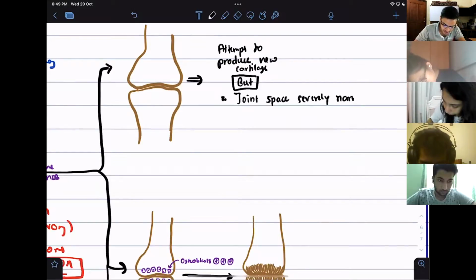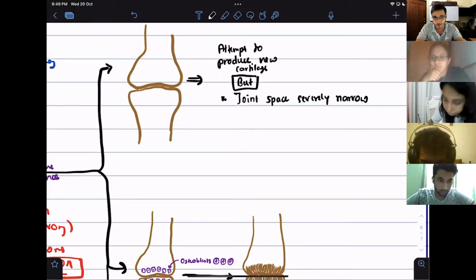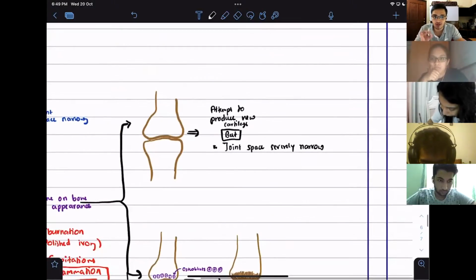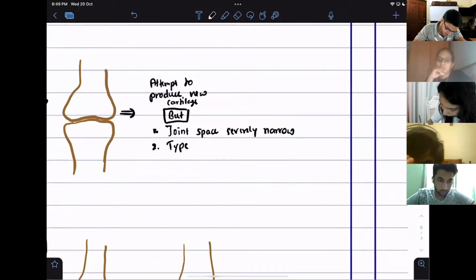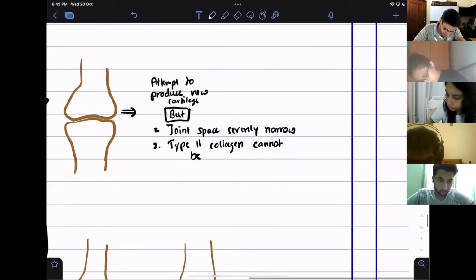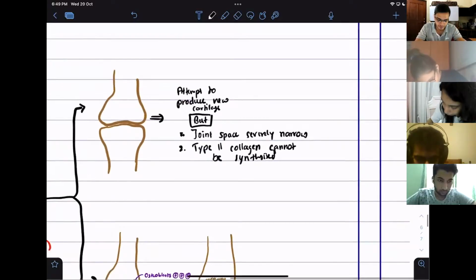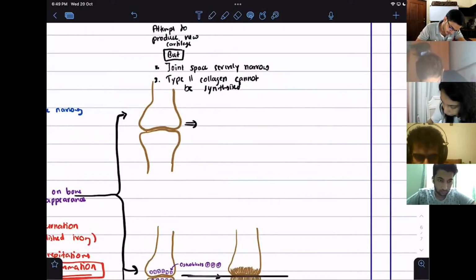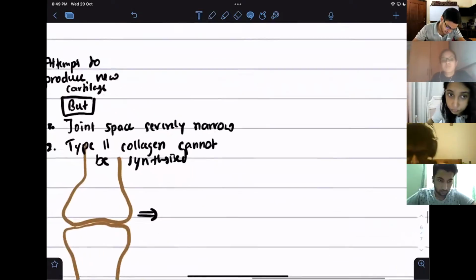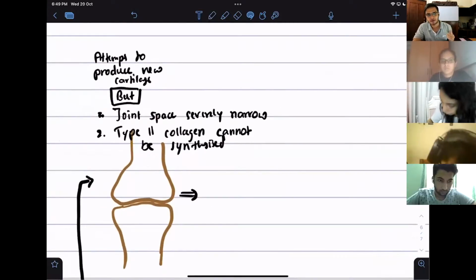And the second one: can the body now produce type 2 collagen? No. That is the second one I want you all to know. Type 2 collagen cannot be synthesized. Let me put this a little bit up here. Now look at this, guys. Joint space is severely narrow. Type 2 collagen cannot be synthesized.